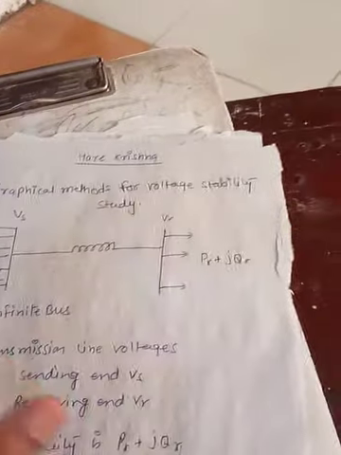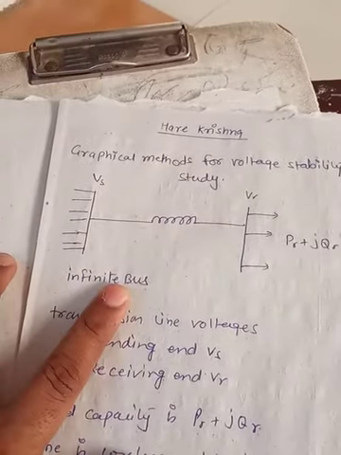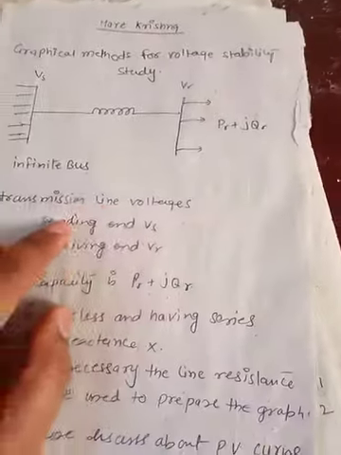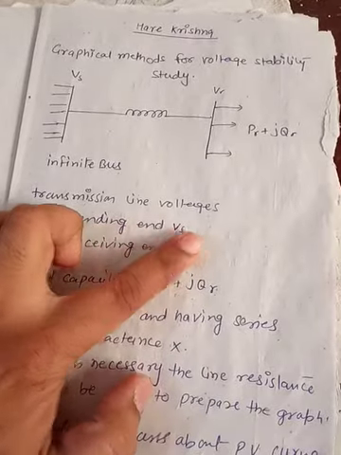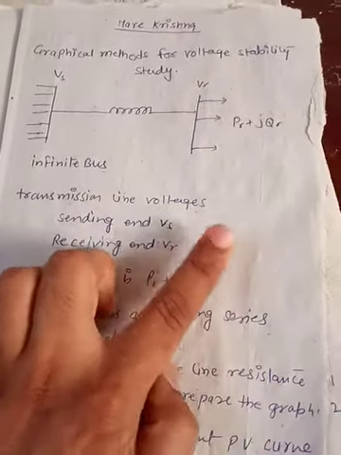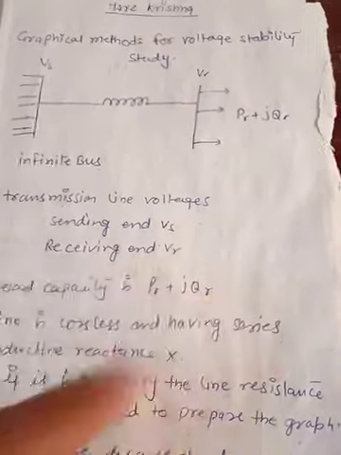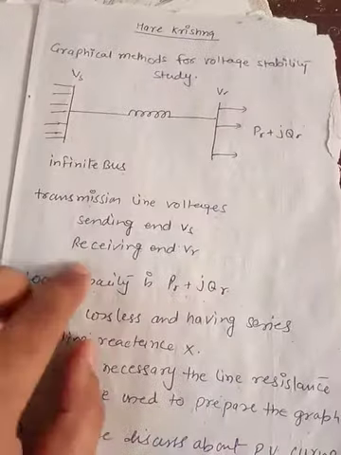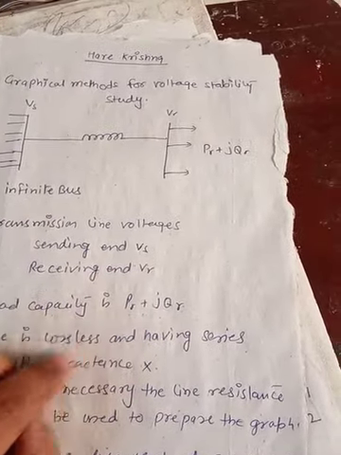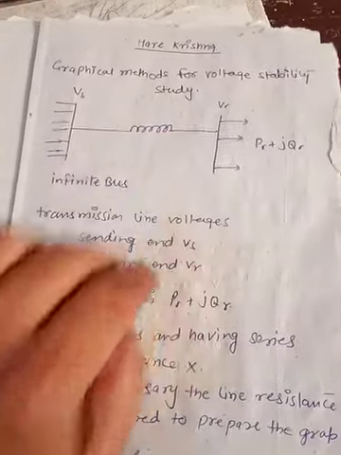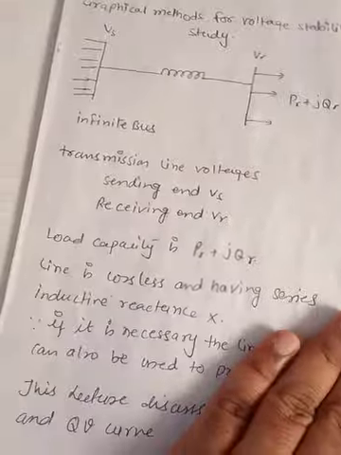That's why over here it is written infinite bus, and the load is connected over here through this reactance X. Now let us assume that the transmission line sending end voltage is Vs or E along with a delta angle, and the receiving end voltage is Vr or simply V. Similarly, the load is denoted PR plus jQR, and the line is lossless, so we are not considering any R over here, and it has a series reactance of X.